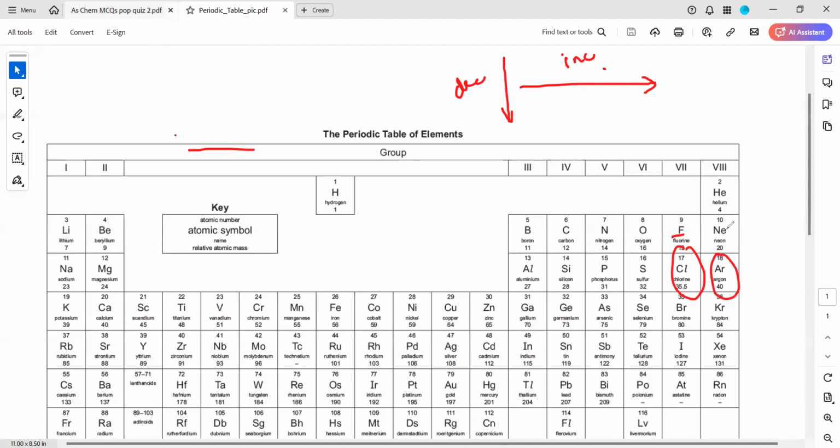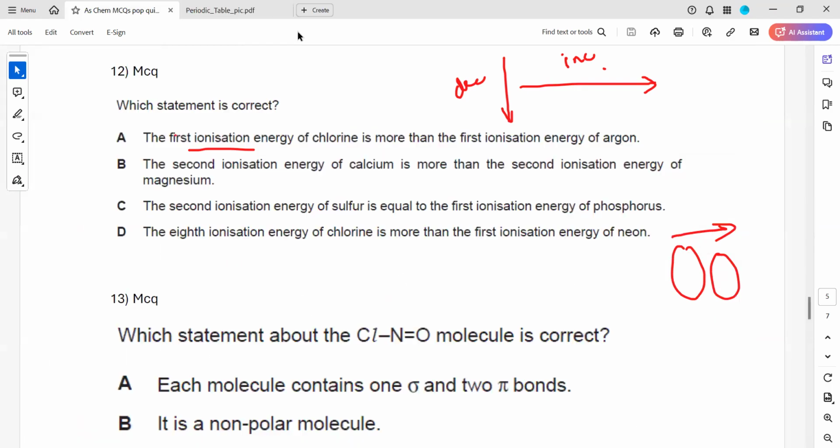So we have chlorine and argon. When we move across the period, the ionization energy increases. So it's written the first ionization of chlorine is more than argon, which is wrong. We have chlorine here and argon, so argon should be more than chlorine. That's why this first statement is an incorrect statement.